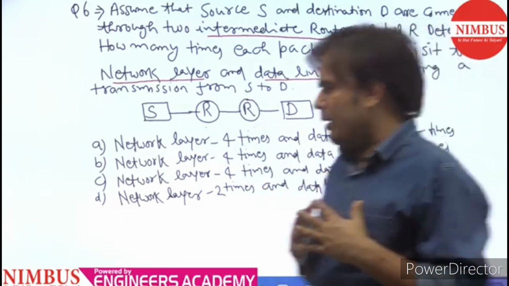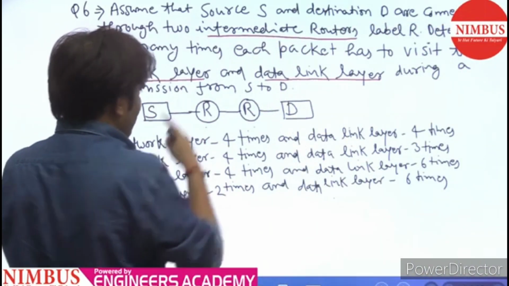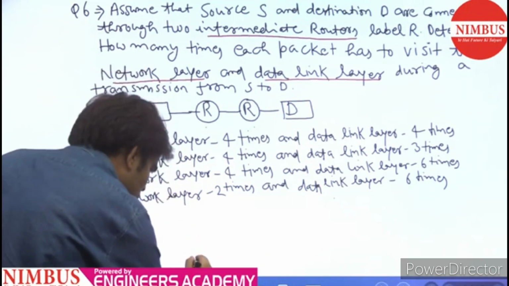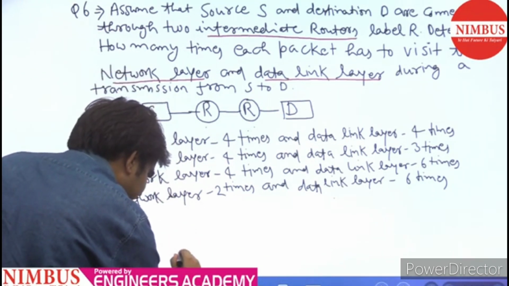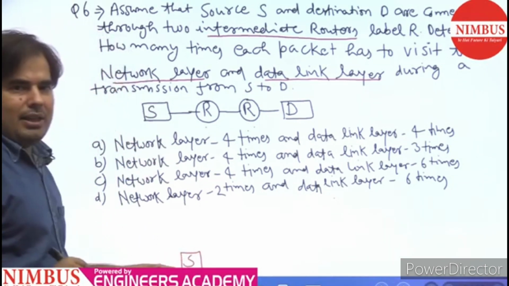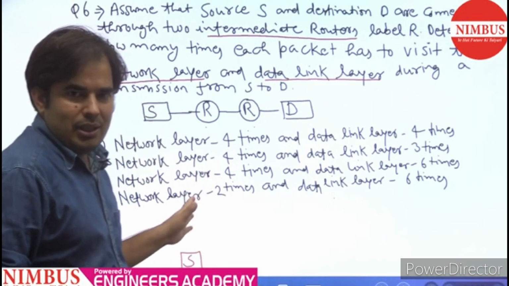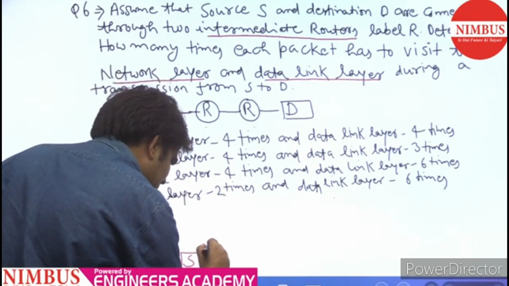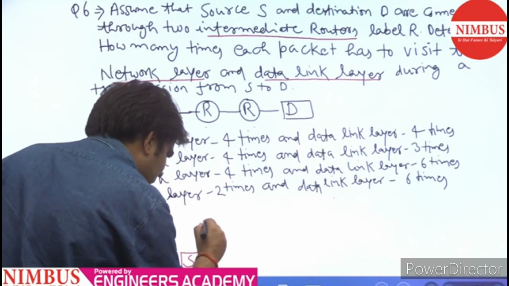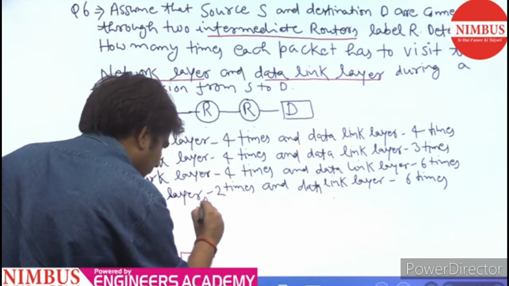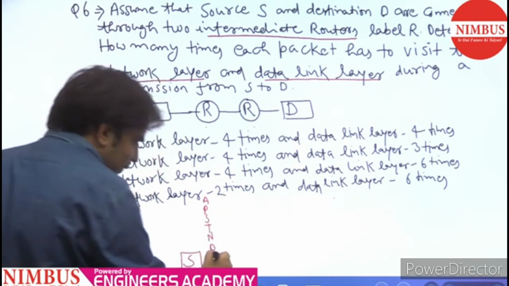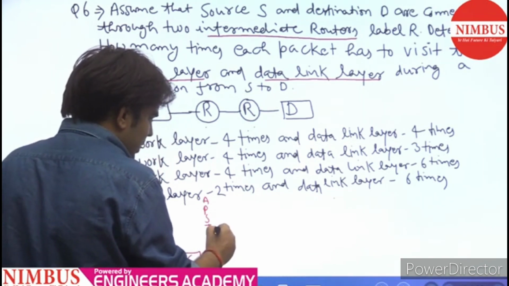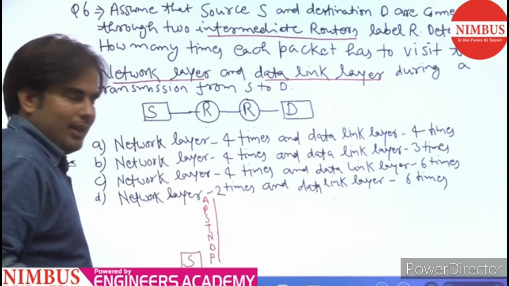So this is a good question, and you can identify the answer through a diagram like this. I am going to draw the diagram here. Suppose this is the sender. The sender needs to visit all 7 layers: Physical, Data link, Network, Transport, Session, Presentation and Application. Your packet starts from here, and it needs to visit all 7 layers.